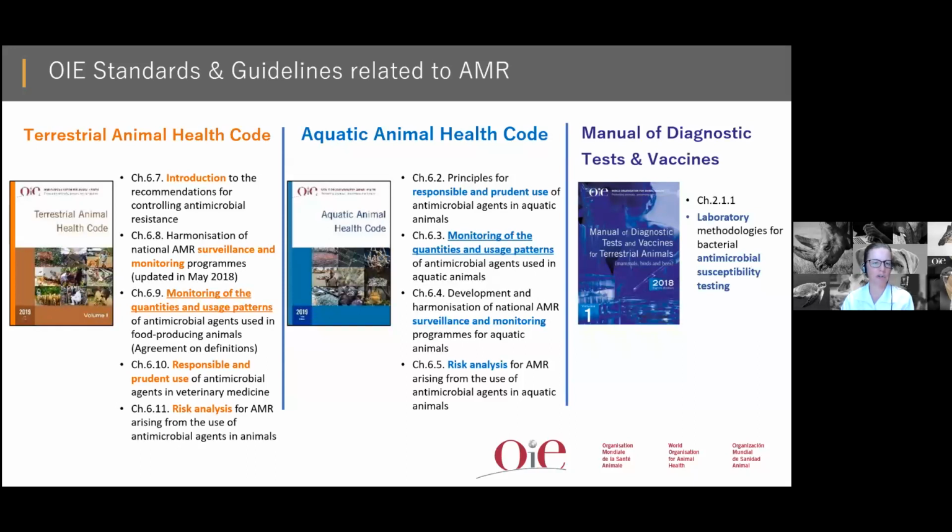Then harmonization of surveillance and monitoring programs, monitoring quantities and usage patterns of the agents in food-producing animals, and obviously responsible and prudent use of antimicrobial agents. Also, it's important to think about risk analysis when it's appropriate to use some of those antimicrobials that are on the list of antimicrobials of veterinary importance. The Aquatic Animal Health Code obviously focuses on aquaculture, but again, the principles are the same.